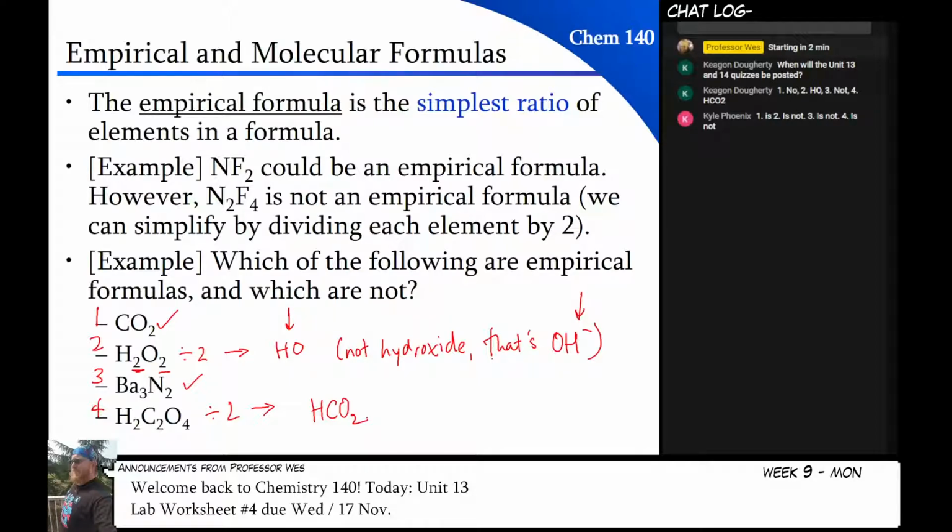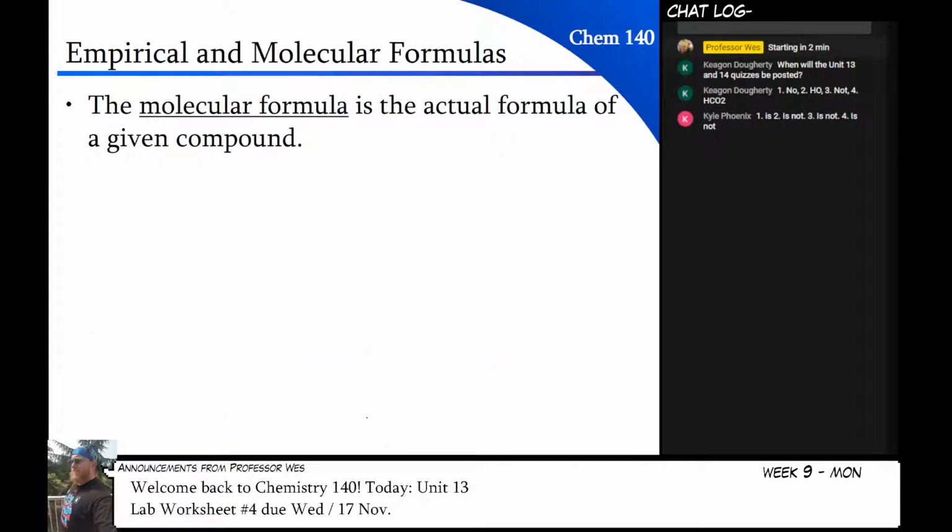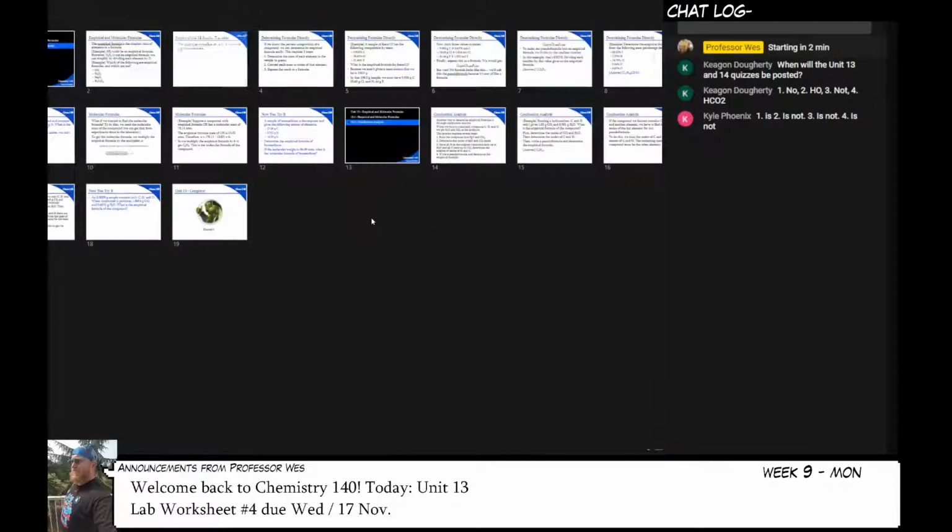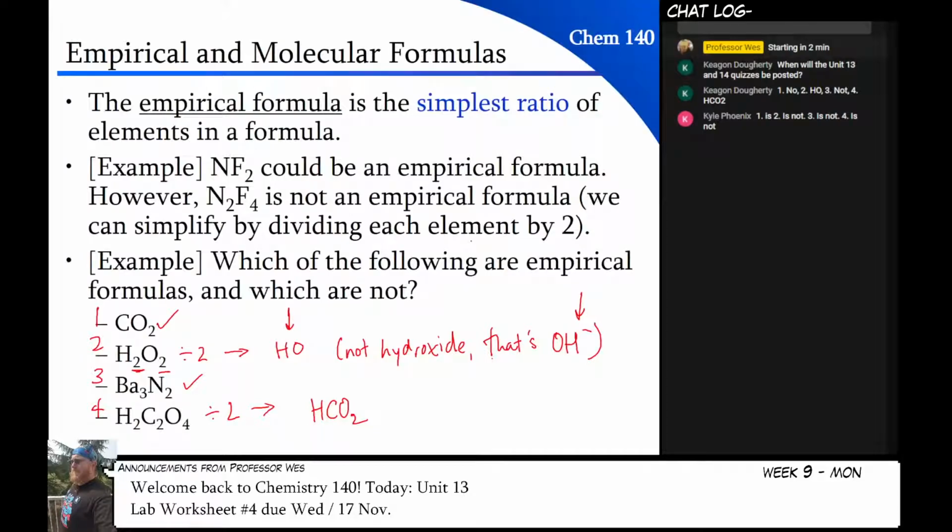Now, why do we care about this, you might be asking. The answer is that if you're trying to figure out the formula of a compound, it's not very easy to do so. I might have a picture of that in a second. Actually, let me see here. I don't see the picture, so I'm going to draw the picture.